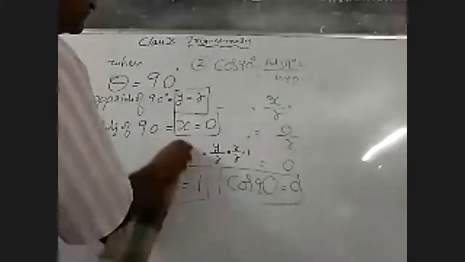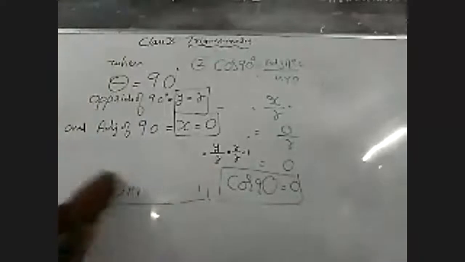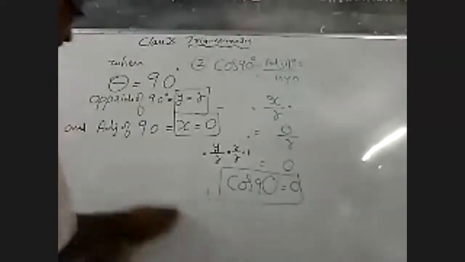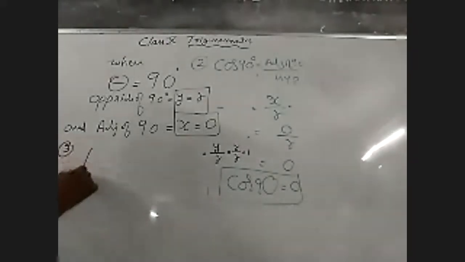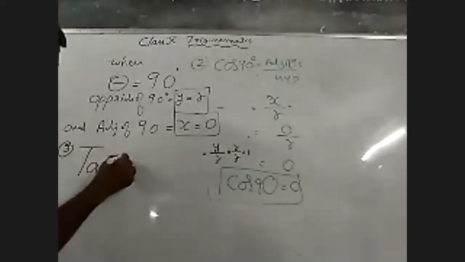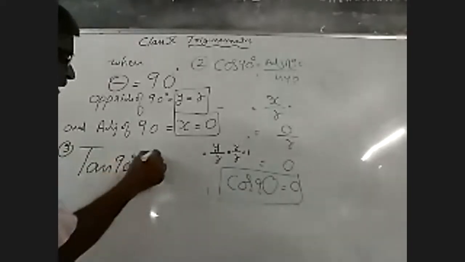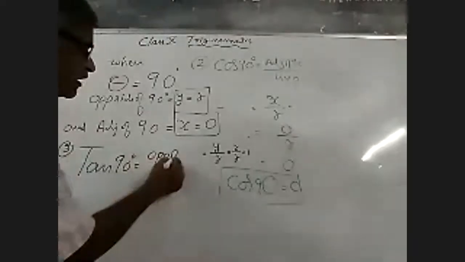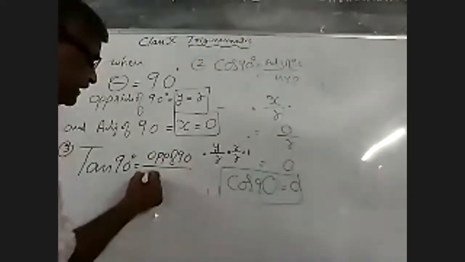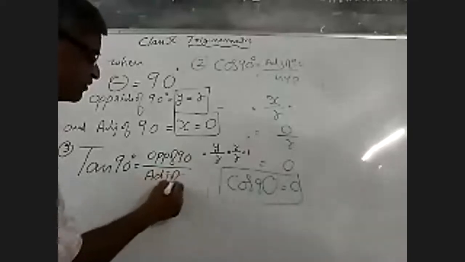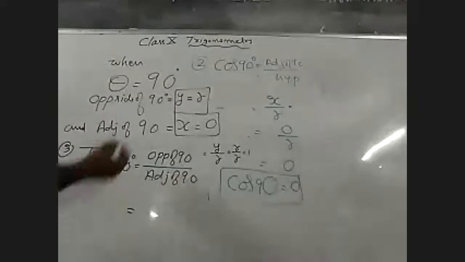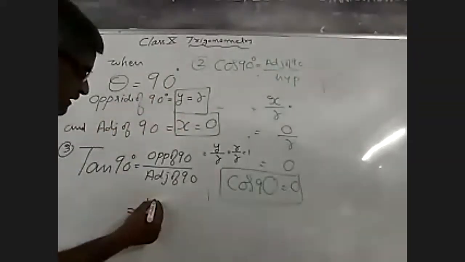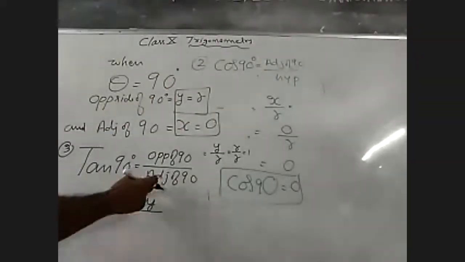Next, the third one. Tan 90 is equal to opposite of 90 divided by adjacent of 90. What is the opposite of 90? It is nothing but y. Adjacent of 90.